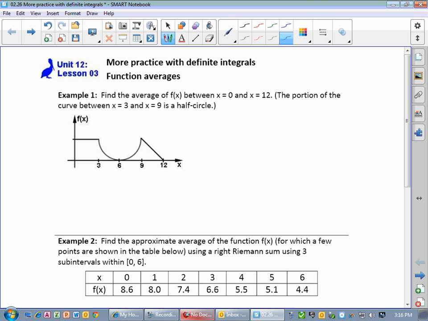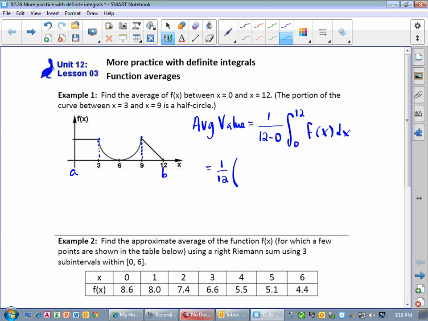And conveniently enough, we can break this up into something that looks like a rectangle with a circle cut out, and then something that looks like a triangle. So the average value will equal 1 over, now we're going from 0 to 12, so a to b, 12 minus 0, times the integral from 0 to 12 of f of x dx. So we have 1/12 times.